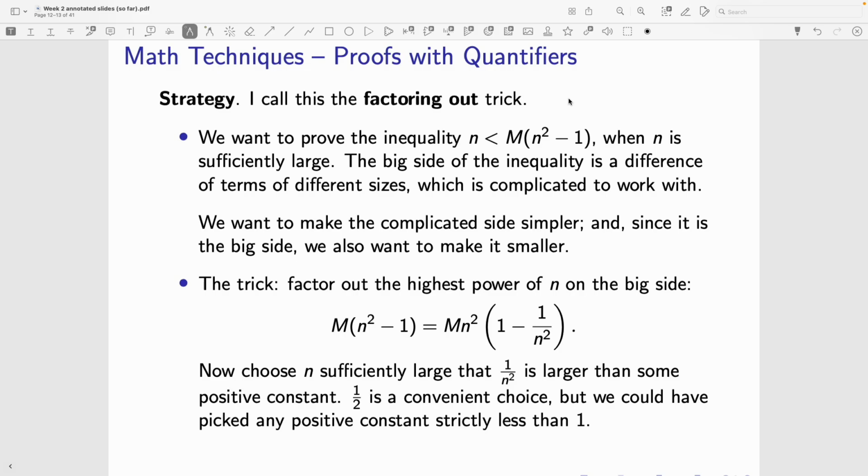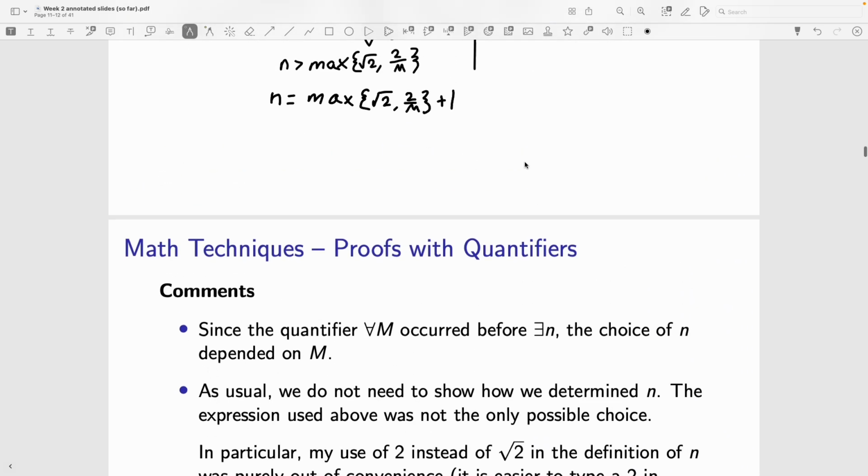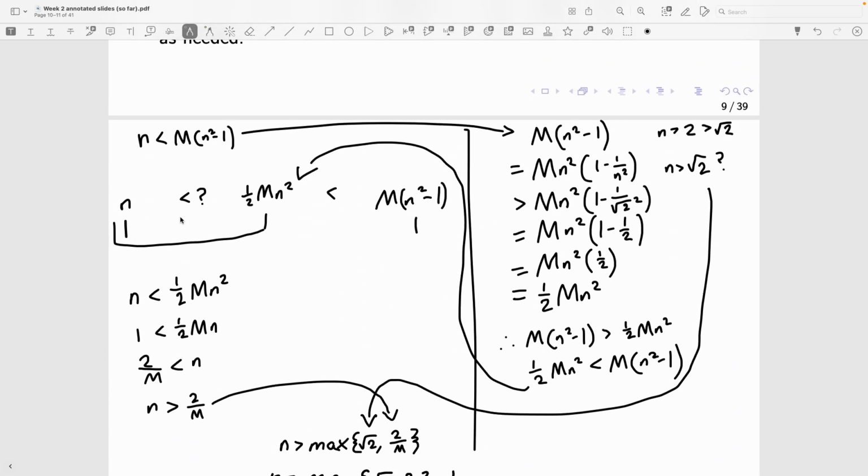So we want to make the complicated side simpler, making it just one term. And we also want to make it smaller in order to be in between the 2 sides of the inequality, so that the logic with this chain of inequalities and the simpler version being true leading to the more complicated version being true, for that logic to work.